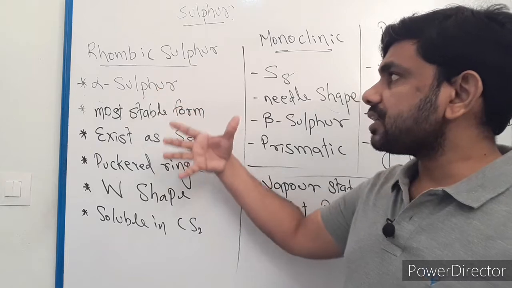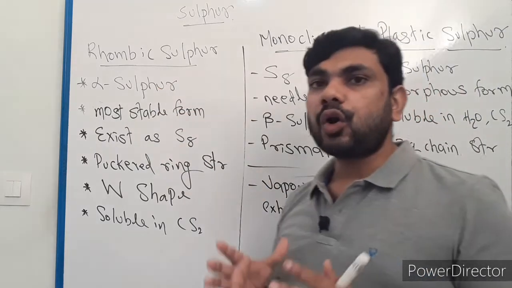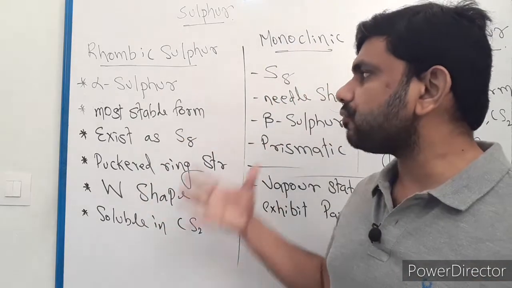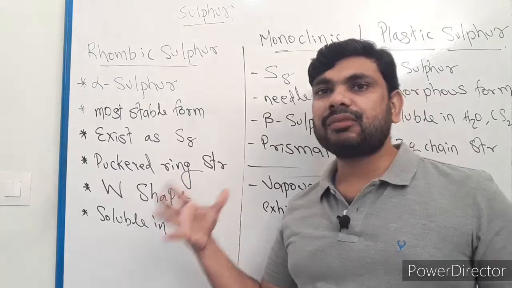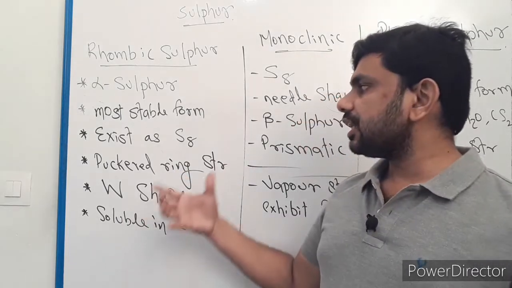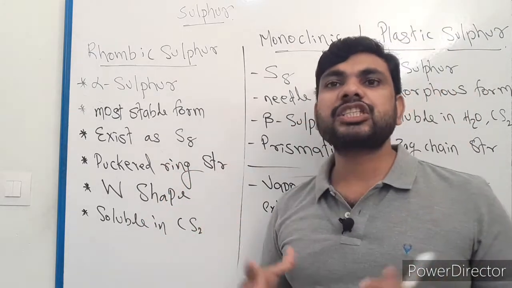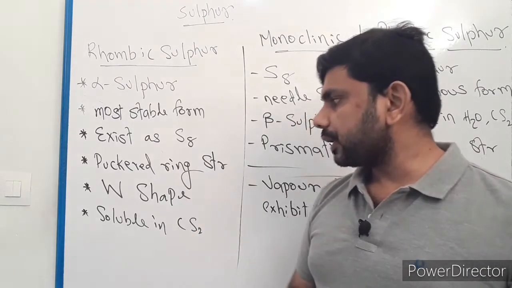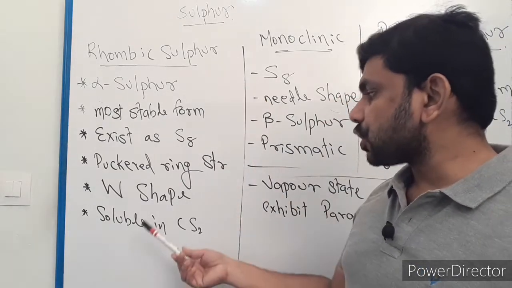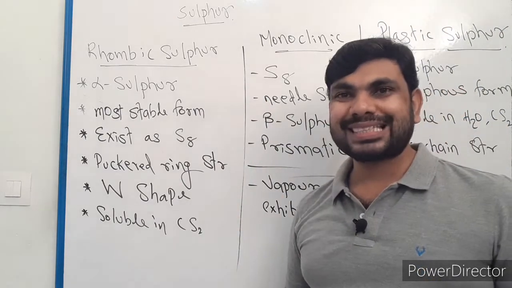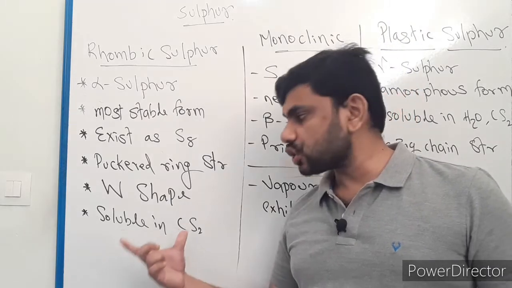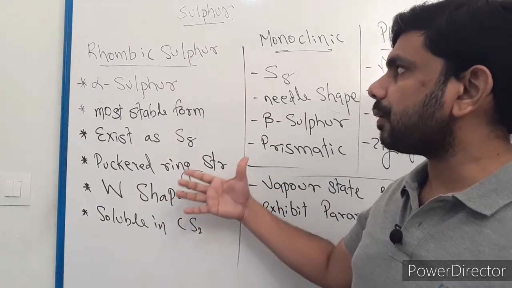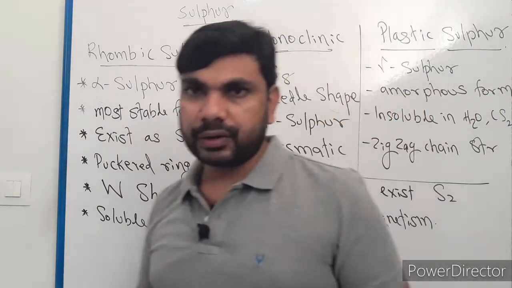So here we are discussing rhombic sulfur, also called alpha sulfur. It is the most stable form of sulfur. It exists in the form of S8 and its structure is a puckered ring structure, or similar to the letter W. Also, rhombic sulfur is soluble in carbon disulfide, CS2. These are the points we have to remember about rhombic sulfur.